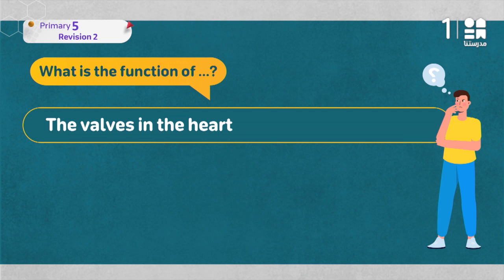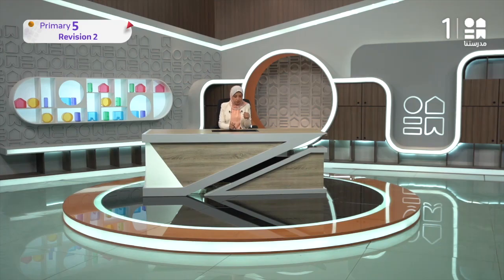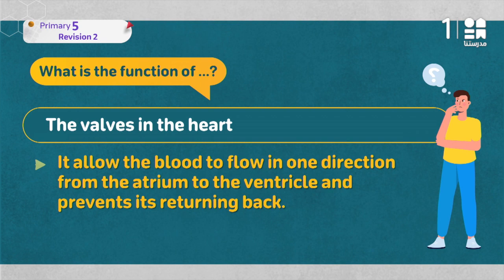So let's take another question. What is the function of the valves in the heart؟ الفالفز كانت موجودة ليه؟ هي الفالفز بتعمل ايه؟ The valves in the heart المفروض ان في valve in each side of the heart. في valve ما بين الاتريوم والventricle. طيب ليه؟ There is a valve to allow the blood to flow in one direction only from the atrium to the ventricle, from up to down, and prevents its returning back.